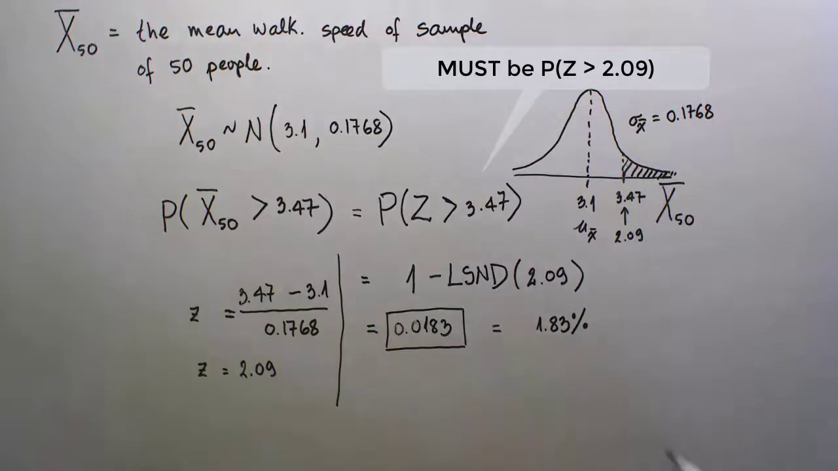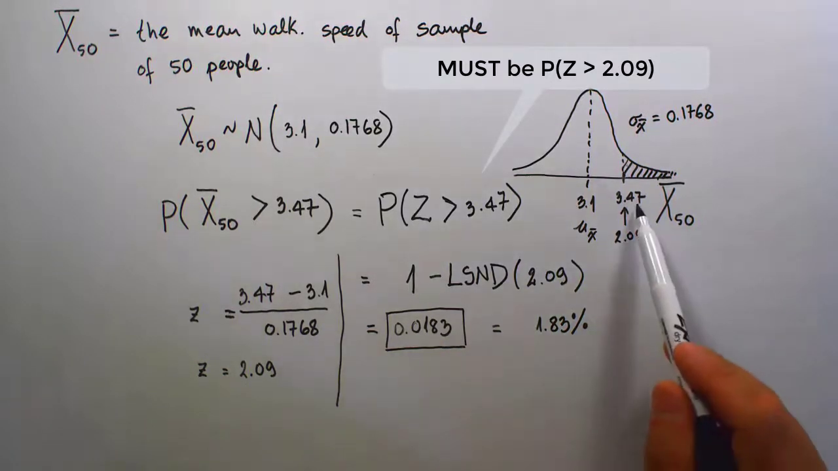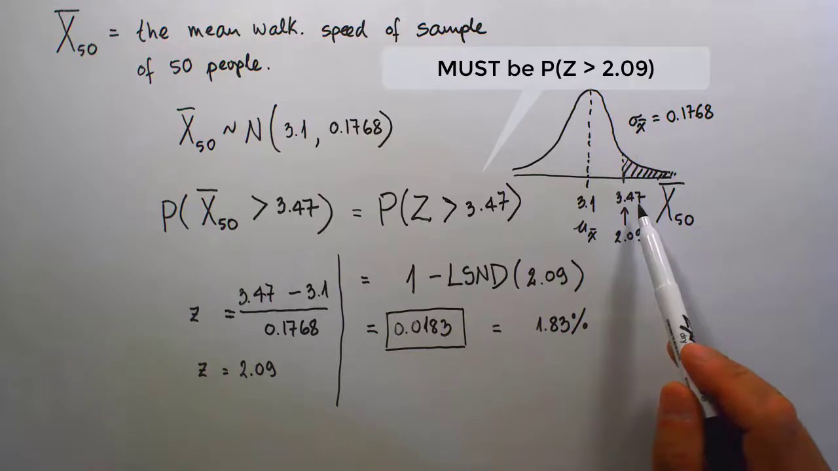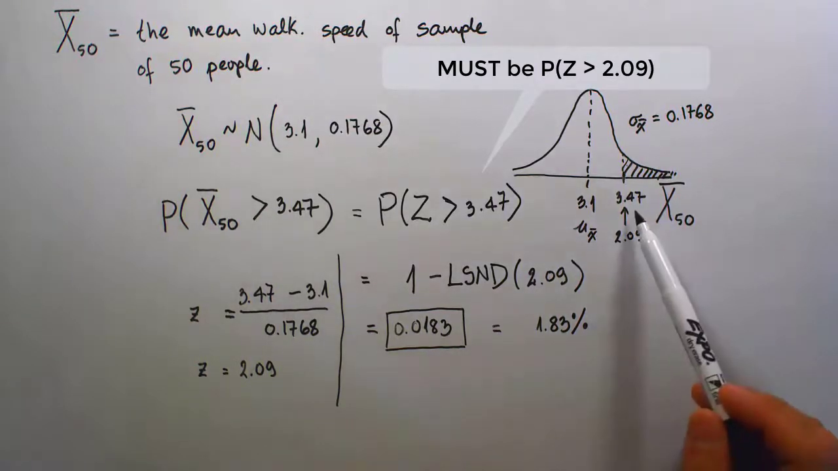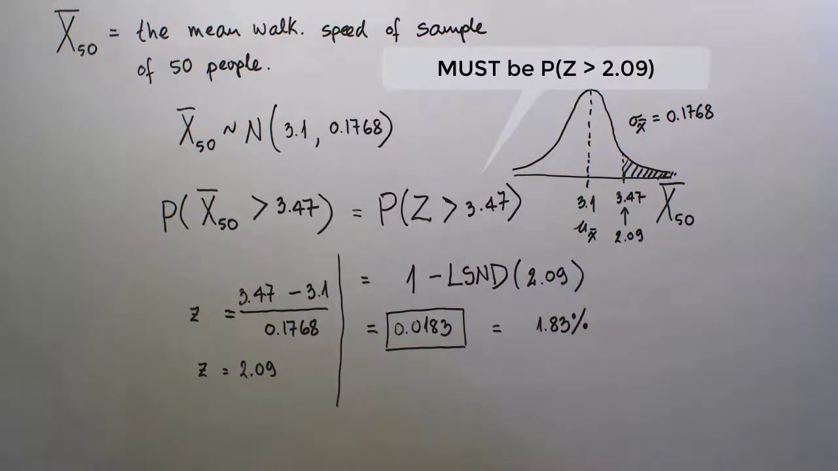But now, out of all sample means, in this particular sample mean that we picked up, how much chance is there that our sample mean will come out being above 3.47? That chance of being above 3.47 is only a 0.0183 chance, or in percentage, it's only 1.83% of the time that we're going to have a sample mean of 50 people with the average above 3.47. And that's the meaning of this final answer.